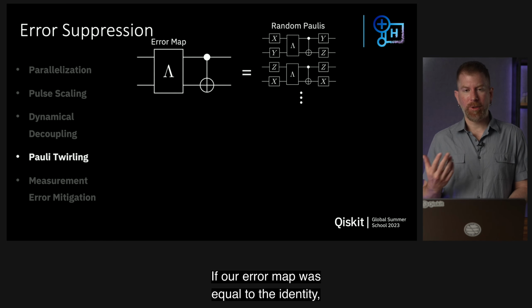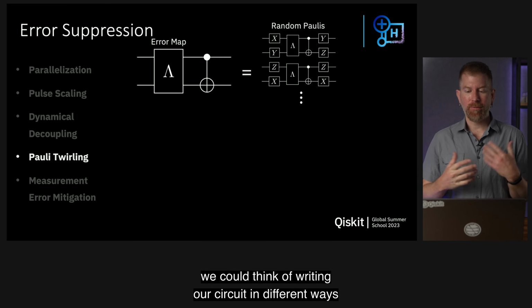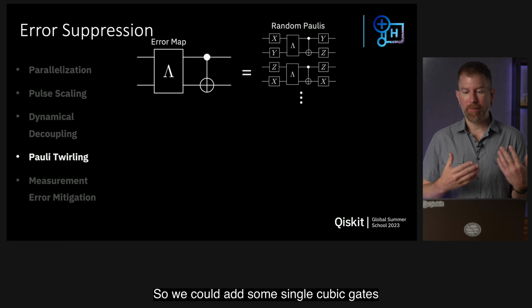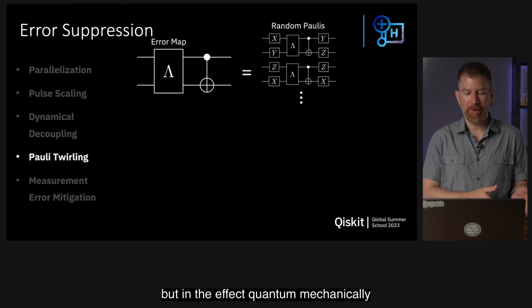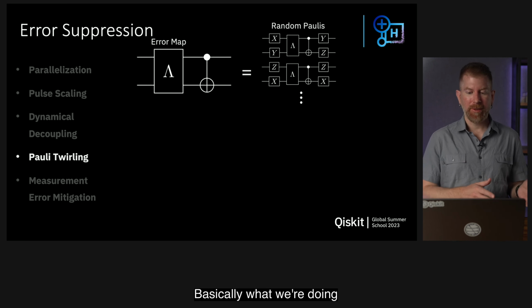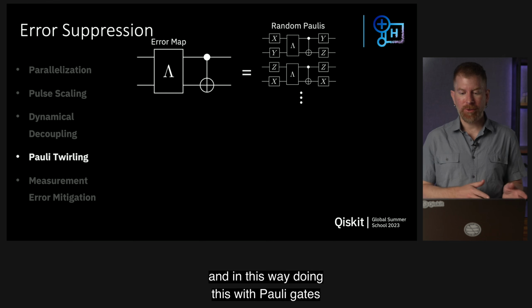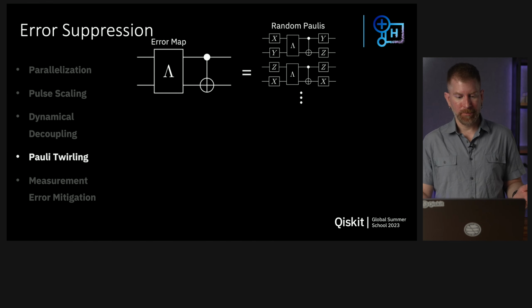If our error map was equal to the identity, in which case we have no error, we could think of writing our circuit in different ways using random Paulis, for example. So we could add some single qubit gates before and after the CNOT, but in effect, quantum mechanically, it would still be the same as a CNOT. Basically, what we're doing is we're executing this in different ways, and doing this with Pauli gates is known as Pauli twirling.